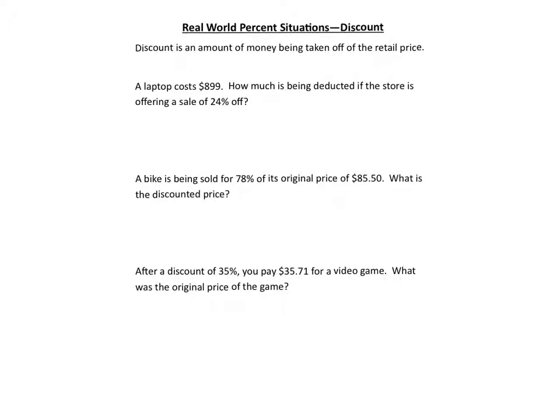So here we have a laptop that costs $899. How much is being deducted if the store is offering a sale of 24% off? So if we're going to solve this using an equation, we would say 0.24 times $899, because $899 is our total amount, and 24% as a decimal is 0.24. If we were doing a proportion, we would take our percent, which is 24, put it over 100, and our total amount would go under the variable, and we would cross multiply and divide.